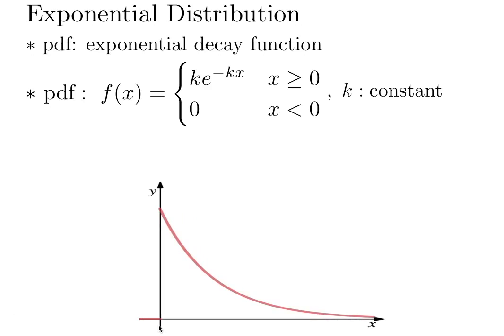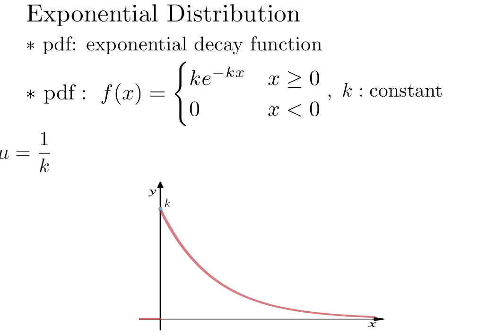On the left hand side of 0, where x is less than 0, the function is right on top of the x-axis. But when x is greater than or equal to 0, the function is the exponential decay function, right? And the y-intercept right here has the value k, which is the constant in our function.